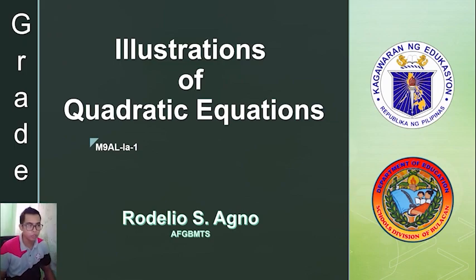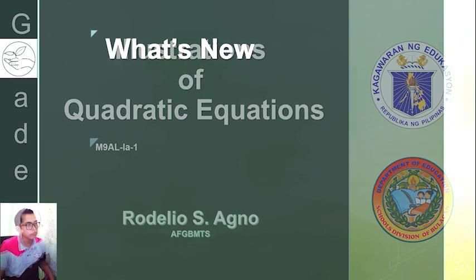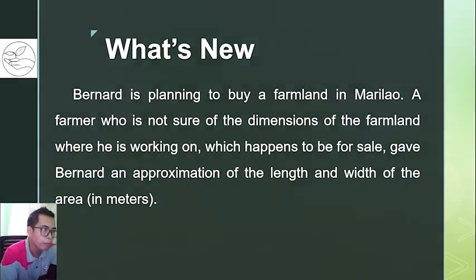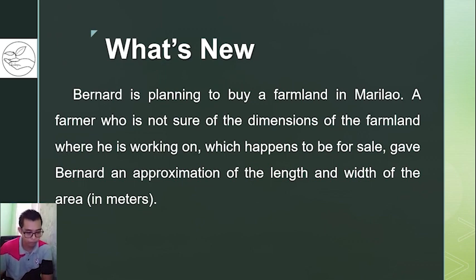We will talk about illustrations of quadratic equations. So what's new? Bernard is planning to buy a farmland in Marilao. A farmer who is not sure of the dimensions of the farmland where he is working, which happens to be for sale, gave Bernard an approximation of the length and the width of the area in meters.